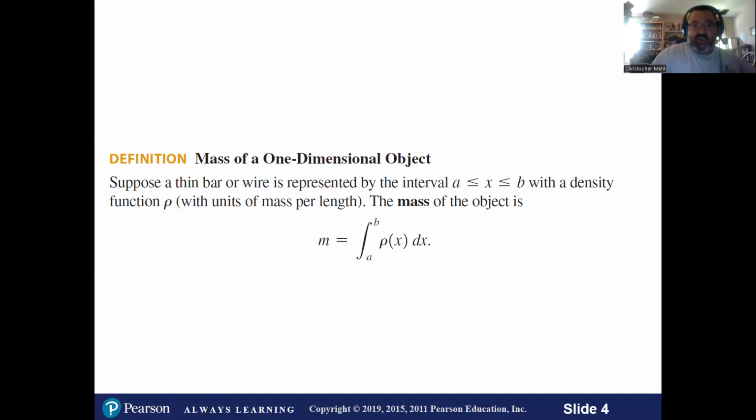Okay, so our one-dimensional object, our thin bar or wire, is represented by the interval x equals a to x equals b, with a density function rho. The density doesn't need to be uniform. It can change along the wire. For example, the density of the handle here is different from the density of just the blade itself. So the density can change along the length. The mass of that object is going to be the integral from a to b of the density function rho of x dx.